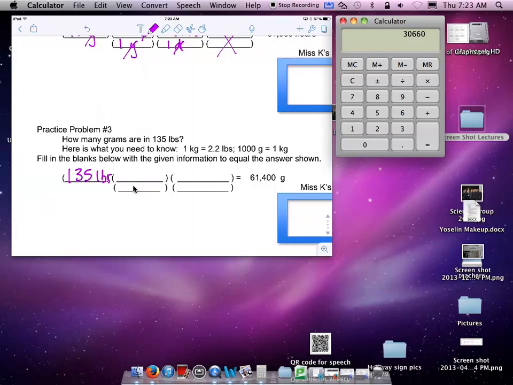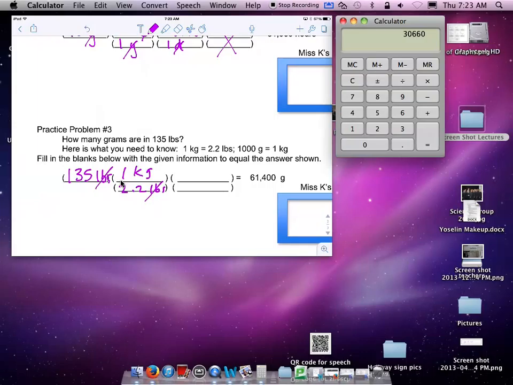So when I set up my conversion, I always want the thing that cancels in the opposite spot. It's on the top here, so it'd have to be on the bottom down here. So I'm gonna put 2.2 pounds on the bottom. And whatever it's equal to needs to go up top. Well, it's equal to 1 kilogram. So I put 1 kilogram on the top. Pounds will cancel because they're in the opposite spot. That's always the idea. Top and bottom cancels.